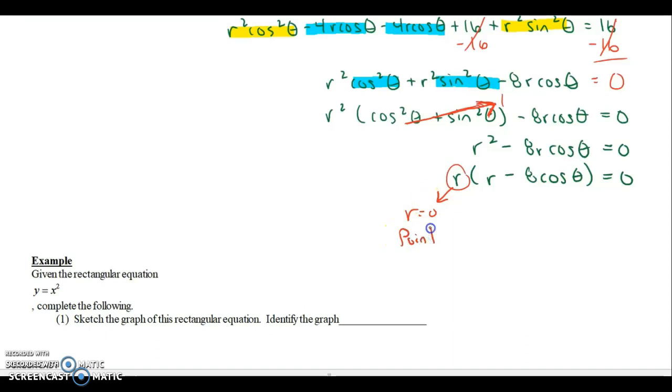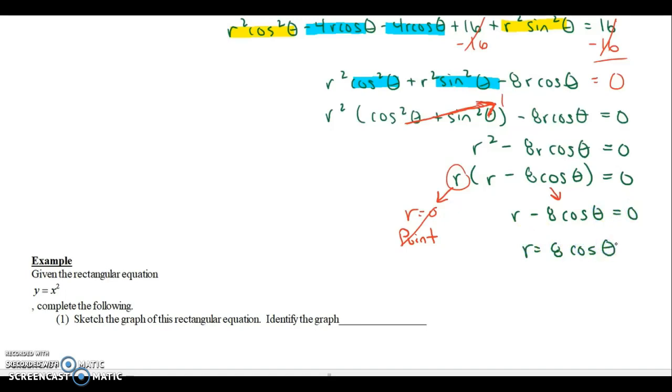Well, let's say I set the first factor equal to 0. So if r equals 0, that's not very interesting. I need the equation of a circle. r equals 0 would just be a point. It would literally just be a point at the pole right there at the origin. So I'm going to take my other factor, since that first one wasn't very interesting, it's not what I need.